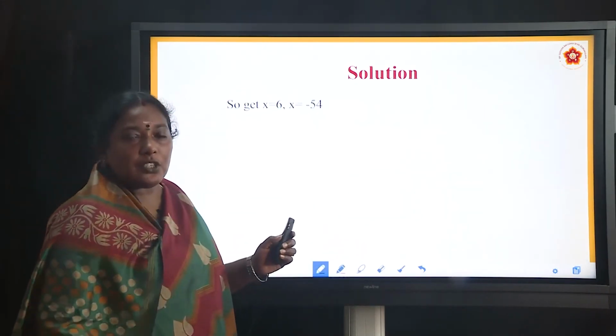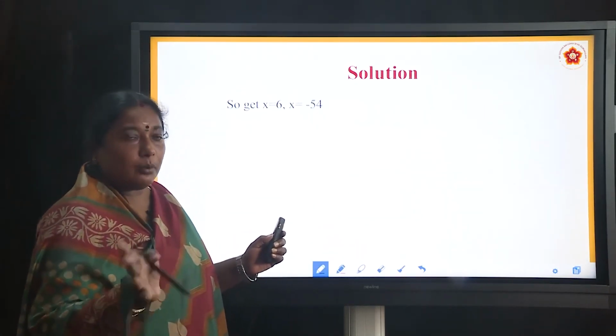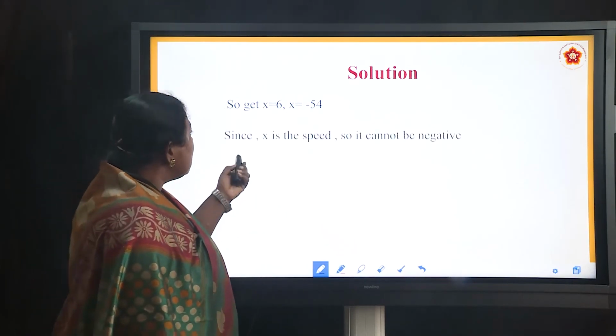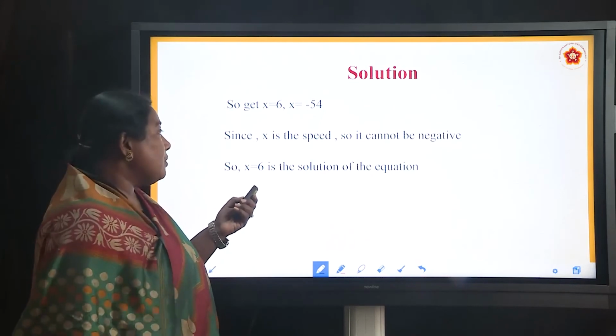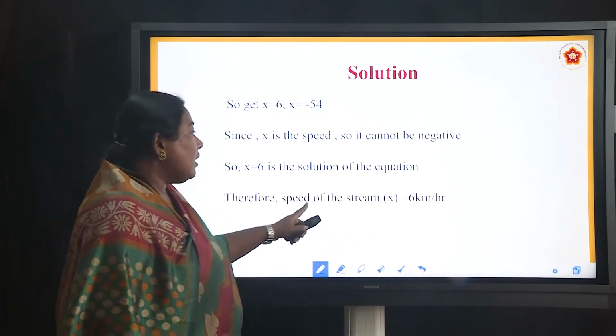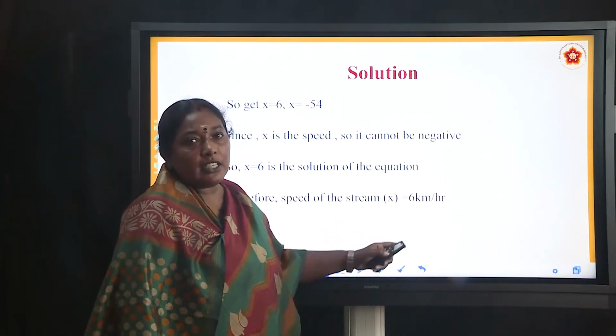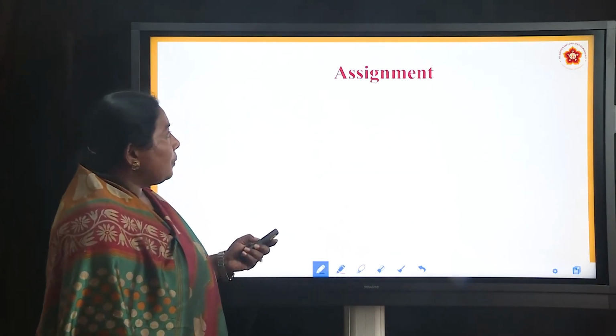Just forming the equation is a little bit tough, but more than that everything is easy only. So x is the speed, so it cannot be negative. So my speed is x. Speed of the stream is 6 km per hour. That is what I have to prove.